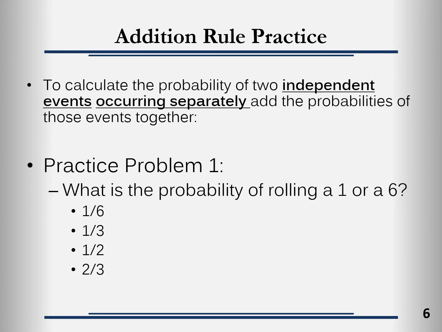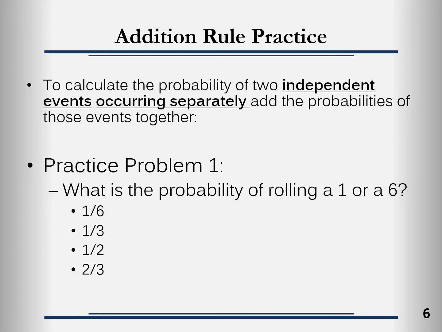So the addition rule is used to calculate the probability of two independent events occurring separately. So there's two different ways to meet our criteria. They're not linked in any way. You could get one pathway or another pathway. They're probabilistically independent, and they all meet the criteria. You need to add those probabilities together.